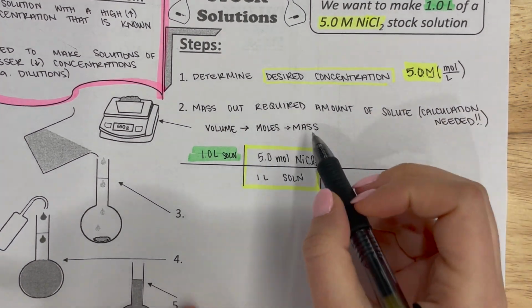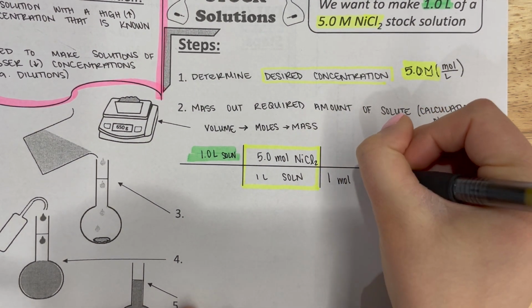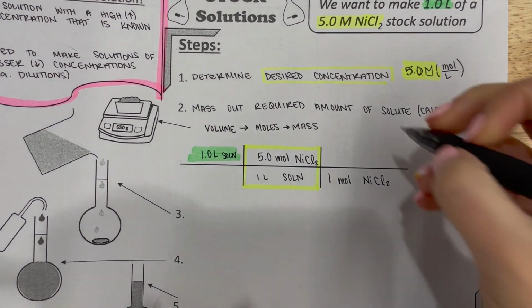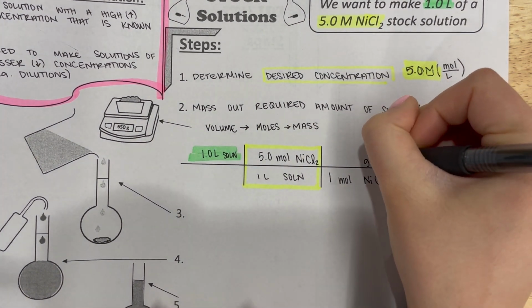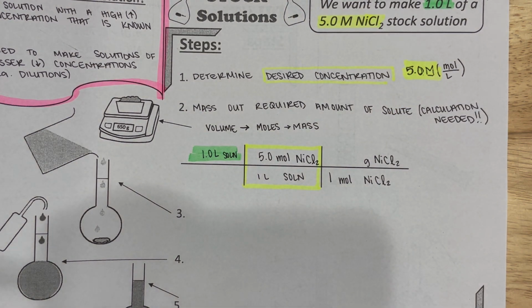Then our final step is going from moles to mass, so we're going to use a molar mass for that. 1 mole is equal to how many grams? I want you, with a neighbor, to try and figure that out. Grab a periodic table, calculate your molar mass.